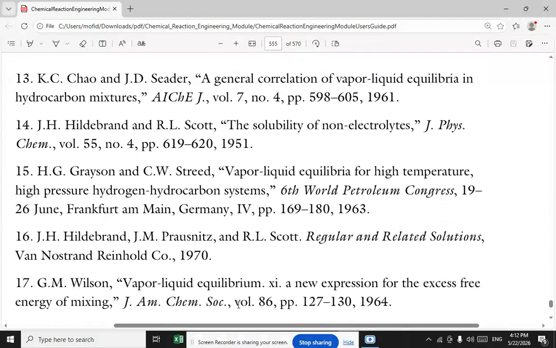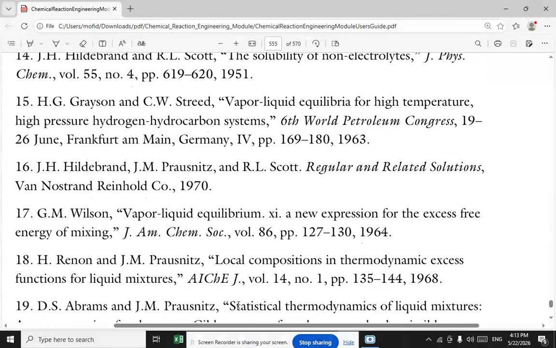The next one was written by Cedar, and the name is General Correlation of Vapor-Liquid Equilibria in Hydrocarbon Mixtures. The next one was written by Hildebrand, and the name is The Solubility of Non-Electrolytes. The next one was written by Street, and the name is Vapor-Liquid Equilibria for High Temperature, High Pressure Hydrogen-Hydrocarbon Systems. The next one was written by Frankfurt, and the next one was written by Hildebrand. The name is Regular and Related Solutions.